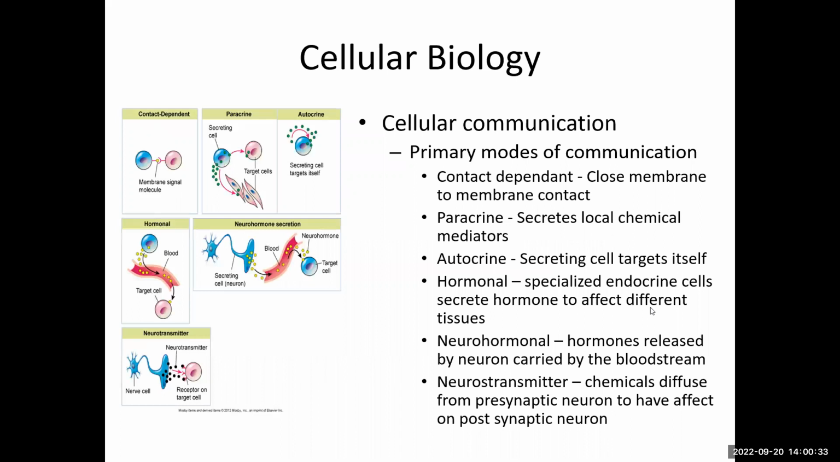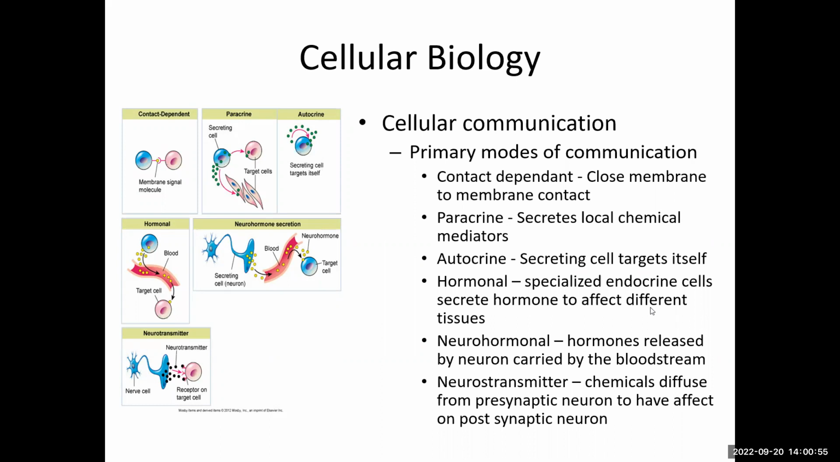So we have a number of different modes of communication. First, we have contact dependent, and that's exactly what it sounds like. This is where you have close membrane to membrane contact. They have to come together. There's going to be some kind of receptor that's going to receive a signal, and we have that membrane contact. Paracrine signaling is going to secrete some kind of local chemical.